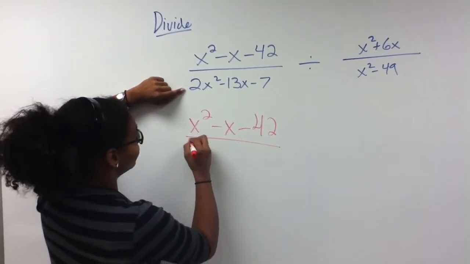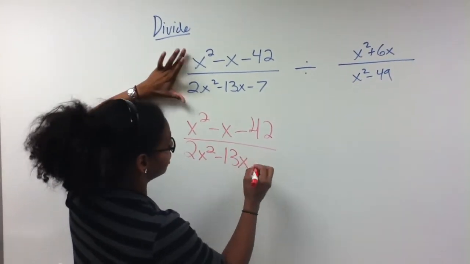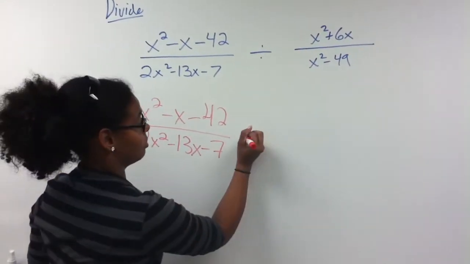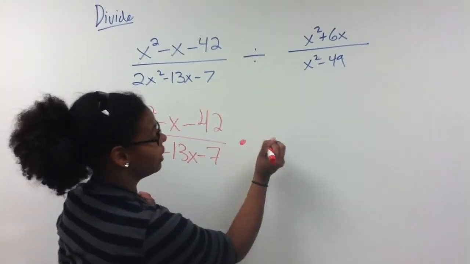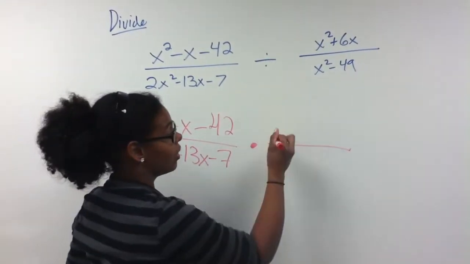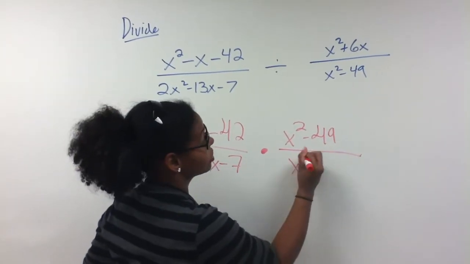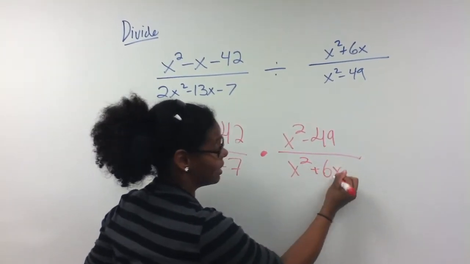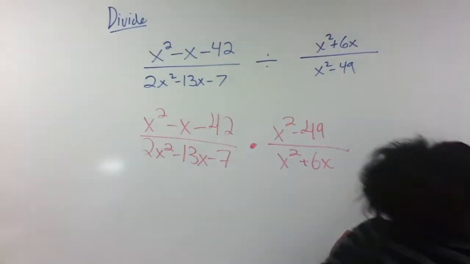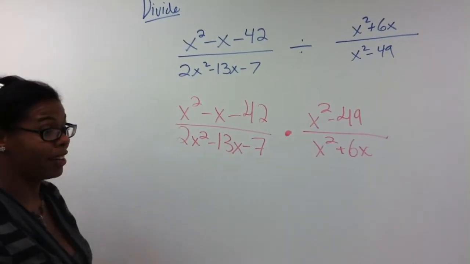Now this bottom part is going to stay right where it is as well. We're not doing anything to this first fraction. Now instead of division, we're going to change it to multiplication. Now when that happens, we're also going to flip our last fraction. So now x squared minus 49 is going to be on top, and x squared plus 6x is going to be on the bottom. So now we're just going to go ahead and start factoring everything out.